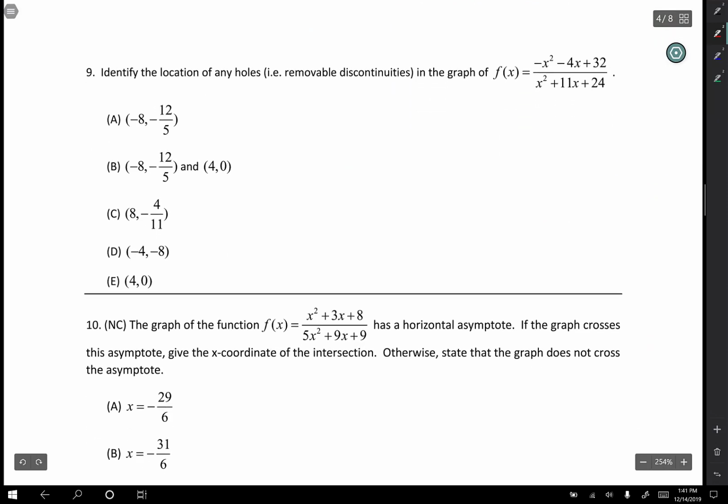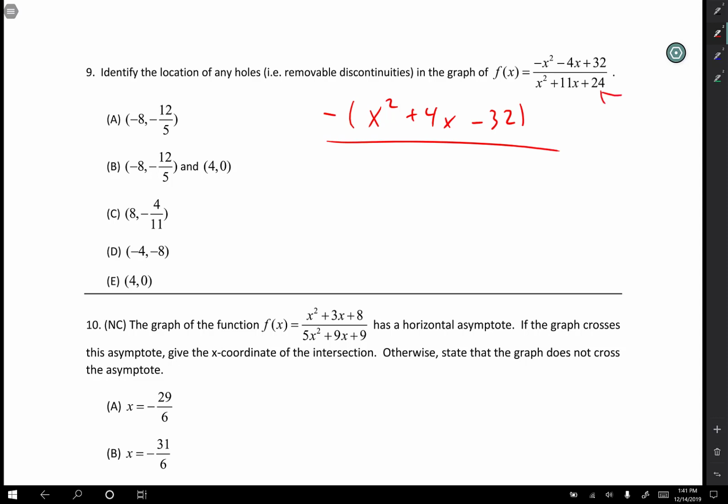Identify the location of any holes in the graph of this function. What we're going to do is factor. I'm going to factor out a negative in the top, and I have x squared plus 4x minus 32. In the bottom, I need two numbers that multiply to give you 24 but add up to 11. So that's 8 and 3. So I'm just going to say x plus 8, x plus 3.